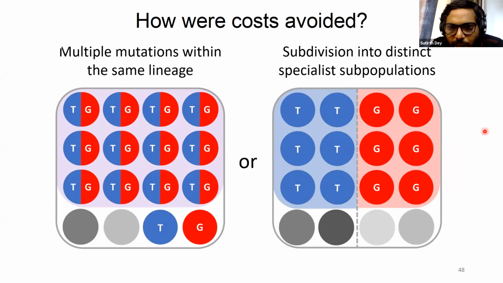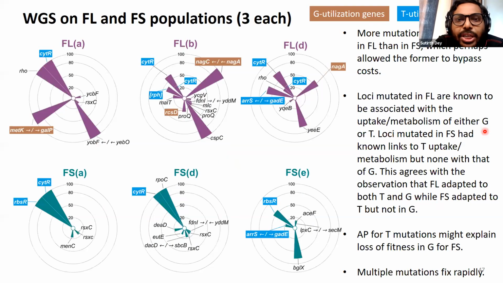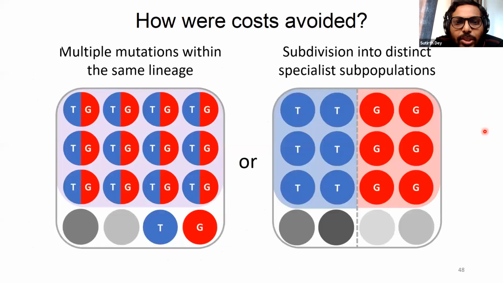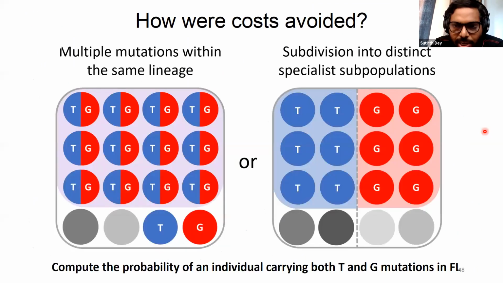So in order to figure out which is the case, since we had the mutation frequencies, we actually computed the probabilities of one individual carrying both T and G mutations in FL.